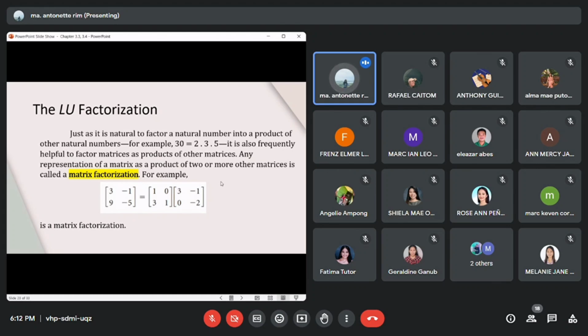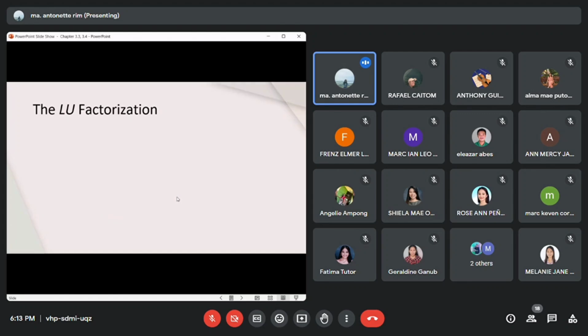So dili pareha bitaw if 30 for example, 5 times 6. So pwede po siya 3 and 10. Sakto ba? Talaga 3 and 10 and 1 and 30. But in matrix factorization, unique ang iyang factors.